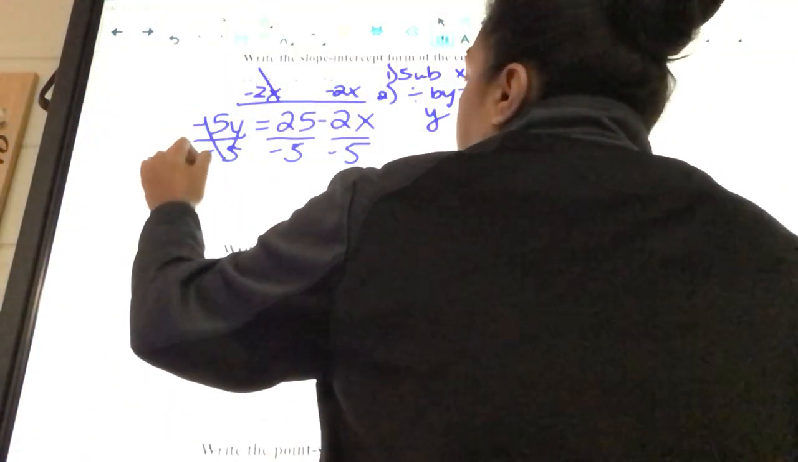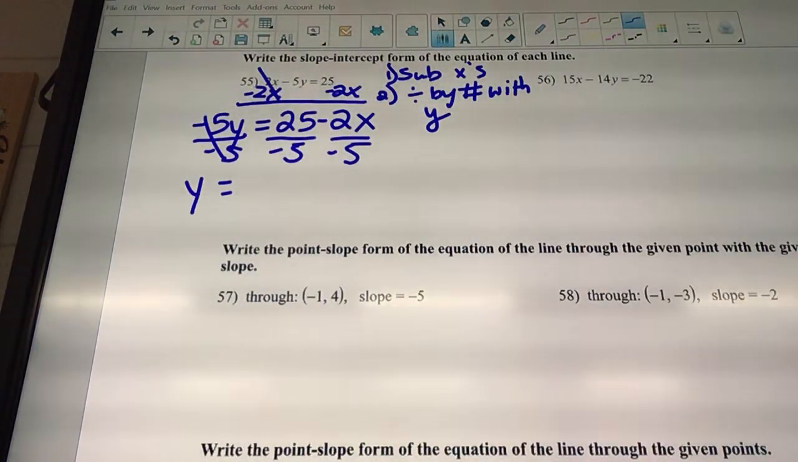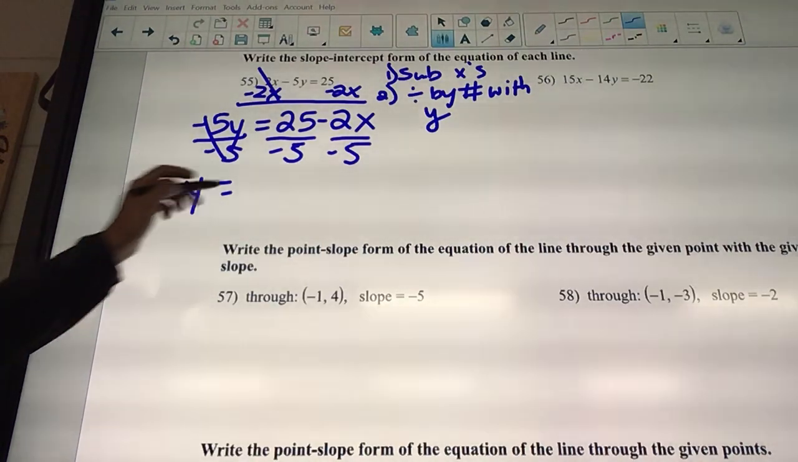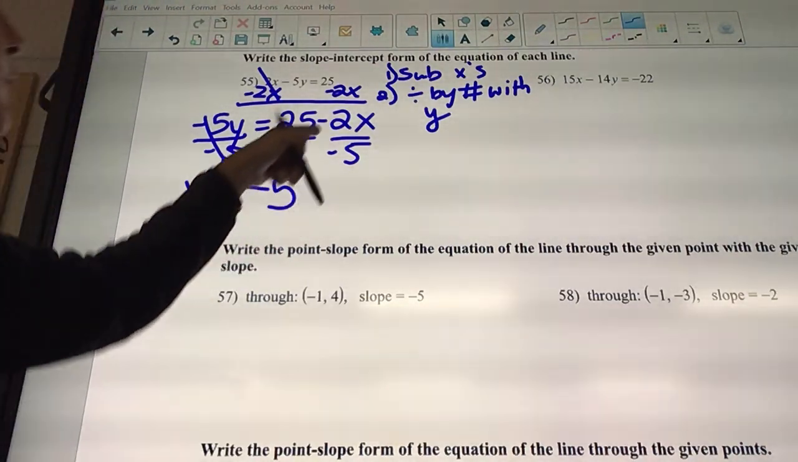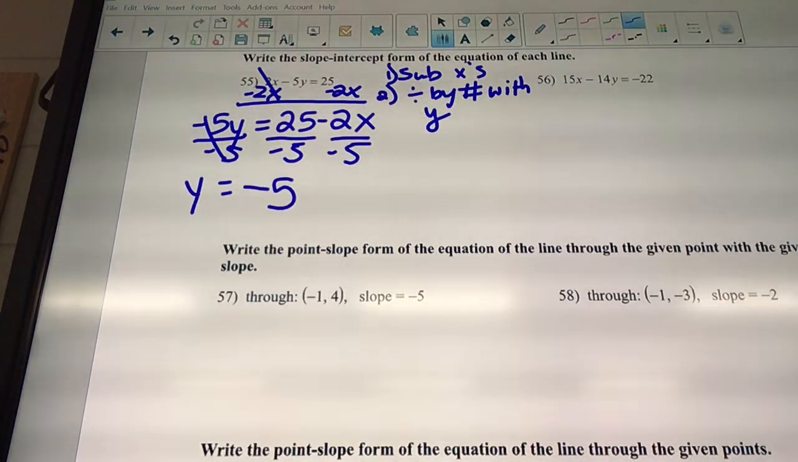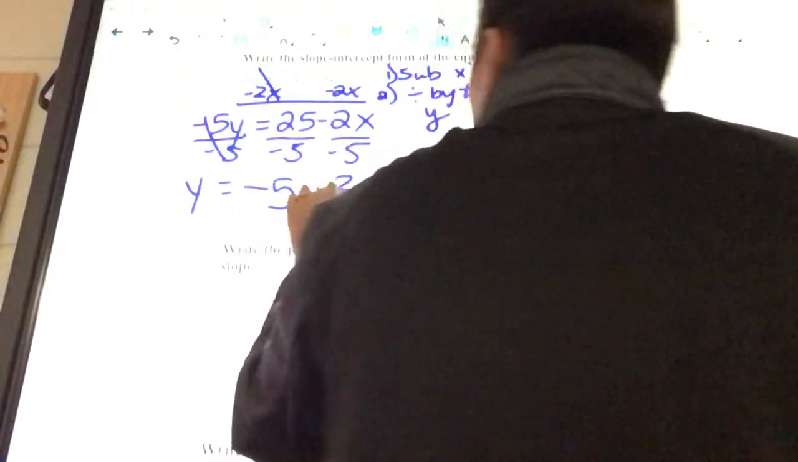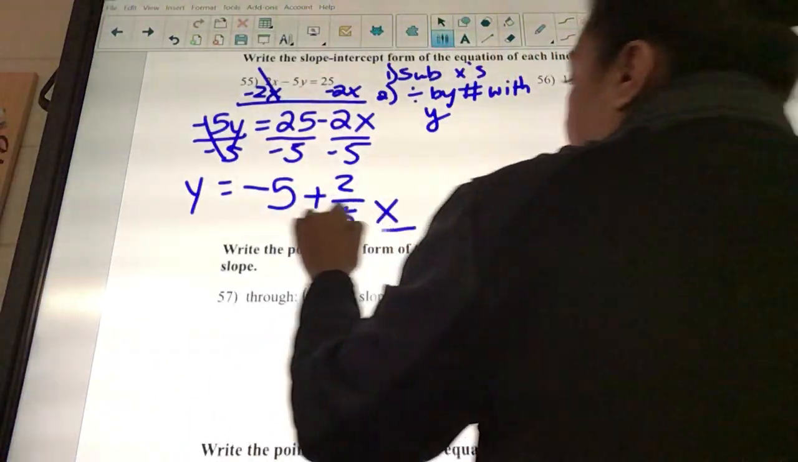Okay, so it's going to look like y equals, well, what is 25 divided by negative 5? Negative 5. Okay, and then for this part, I got a negative 2 divided by negative 5. That part you would have to do on your calculator. Negative 2 divided by negative 5 is going to be a positive 2/5, and we still have that x there.